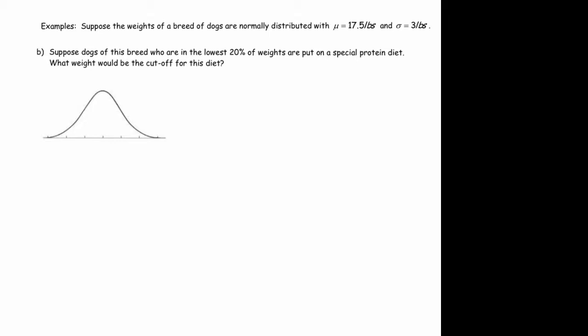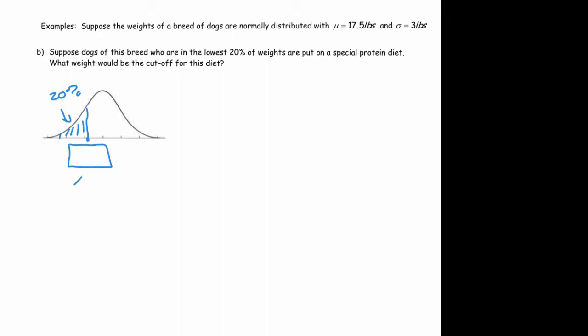So in essence, we're asking what is the weight that cuts off the bottom 20% of the dogs in this breed. So the bottom 20% is, in our picture, something like that. Okay, now the first thing we need to find is the z-score that goes with that.